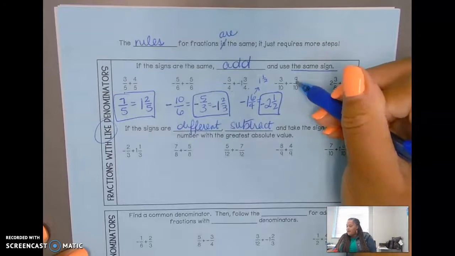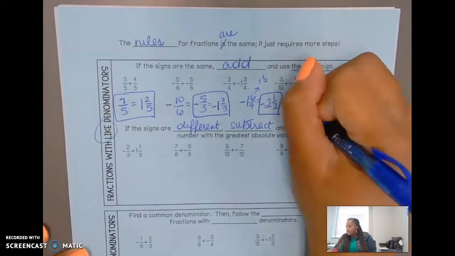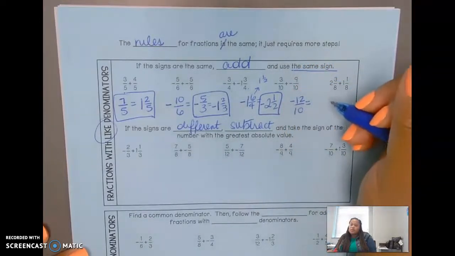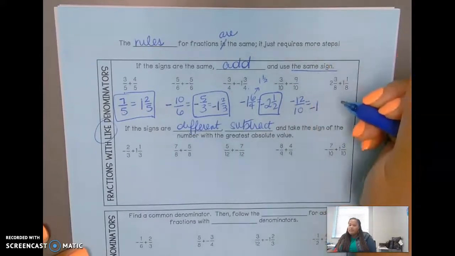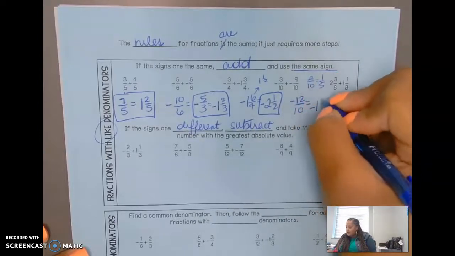Then I have negative 9/10 plus negative 3/10. 9 plus 3 is negative 12/10. Convert and simplify. 10 goes into 12 one time, negative 1 time. And then there will be 2/10 left over, but 2/10 reduces to 1/5.